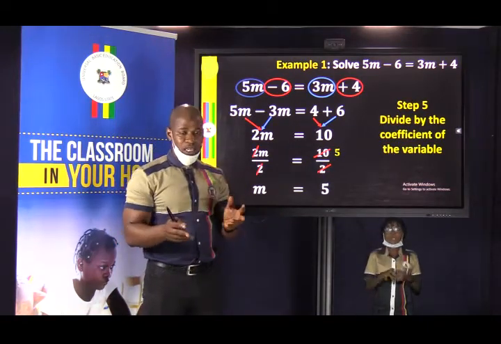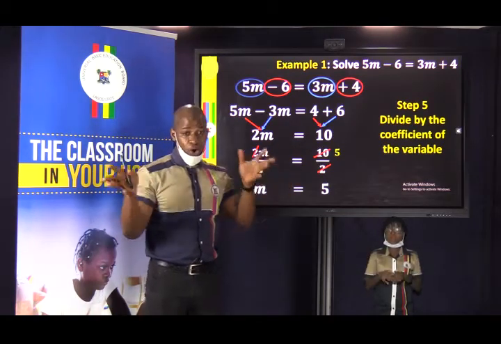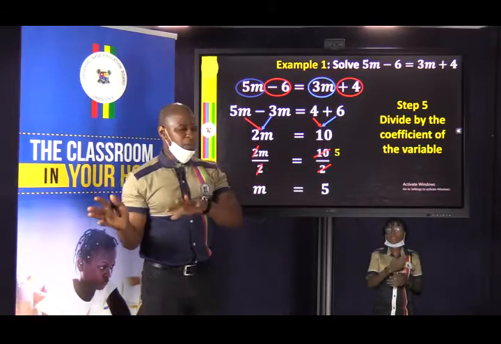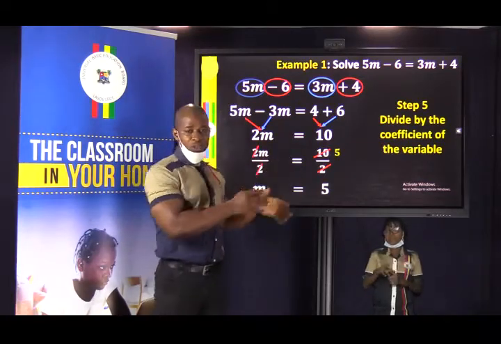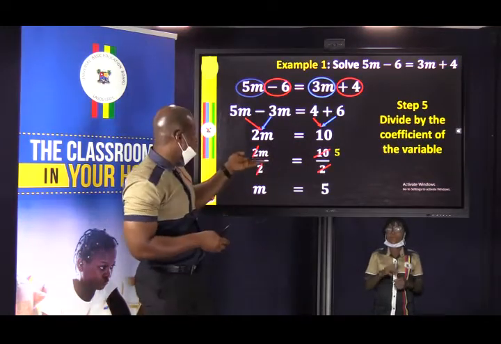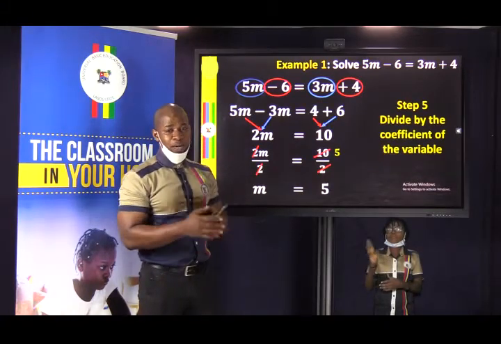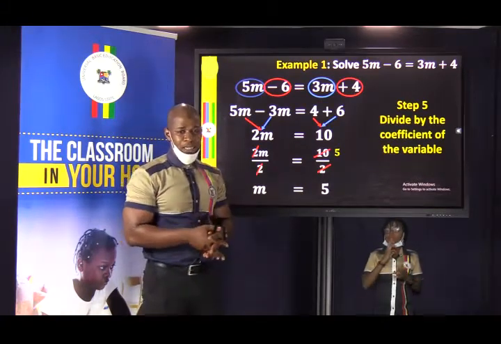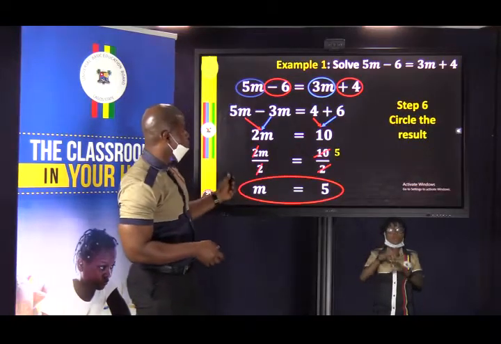So the technique is all the same. If the m's are scattered all over the place, or if the letters are scattered all over the place on the left, on the right, just bring everything together on one side, whether the left or the right. Bring all the numbers together to the other side, merge all these like terms, and when you get to this point, divide by the coefficient of the variable, and you will get your answer. Easy peasy, my friend. Let's take a look at another example.